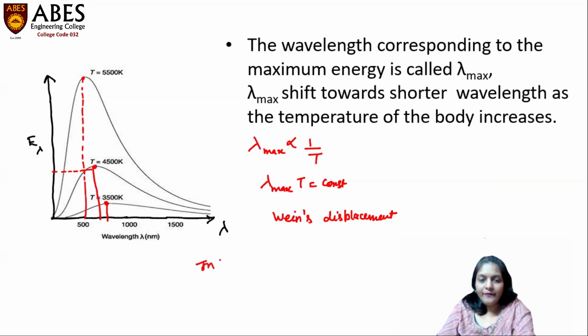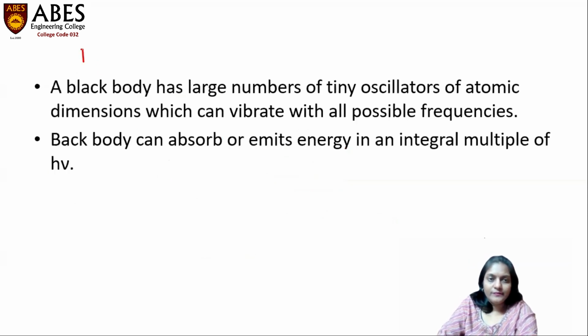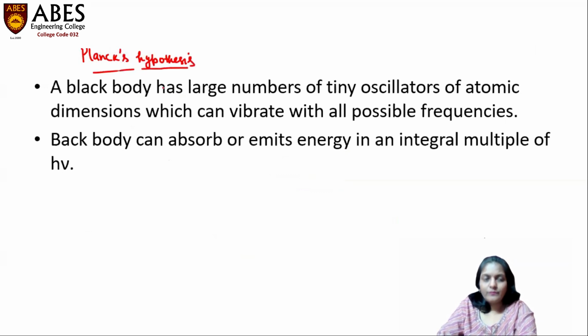So in 1905, Planck gave hypotheses which are called Planck hypotheses. Planck hypotheses are: a black body has a large number of tiny oscillators of atomic dimension. That means the black body behaves as tiny oscillators of atomic dimension which can vibrate with all possible frequencies. A black body can absorb or emit energy in an integral multiple of h nu.